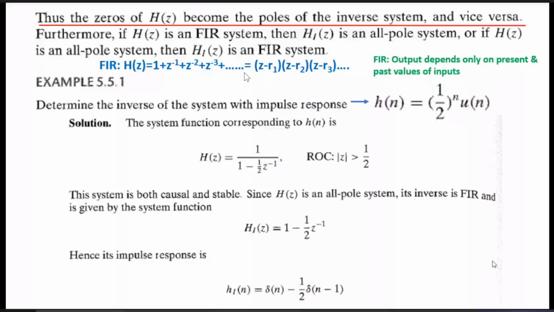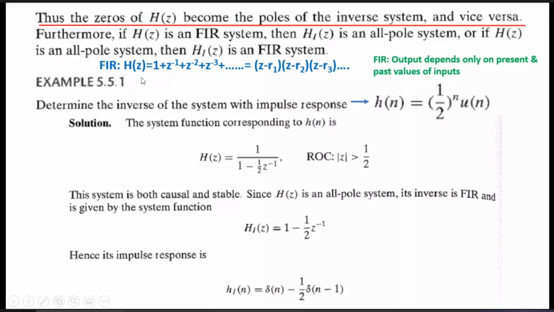So A(z), let us say, is your FIR system. What is an FIR system? I have written that the output depends only on present and past values of inputs, like a moving average filter. h[n] is a finite impulse response, valid for a certain finite number of samples, and outside that it is zero. So generally it takes this form.